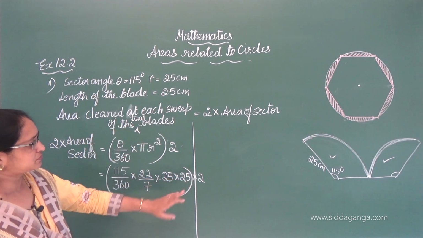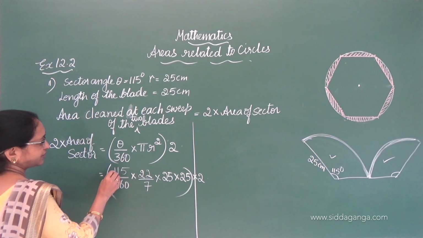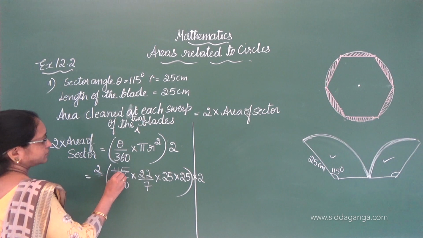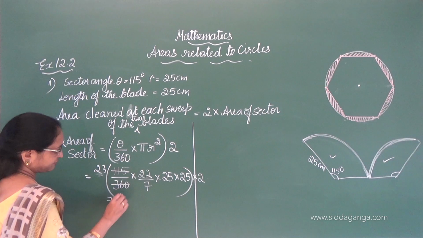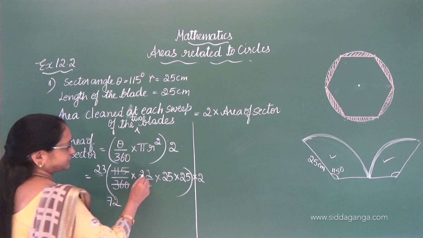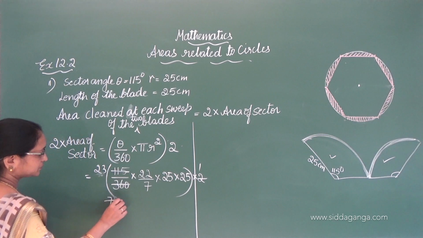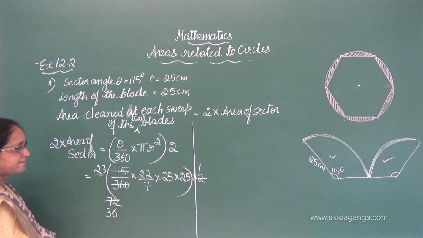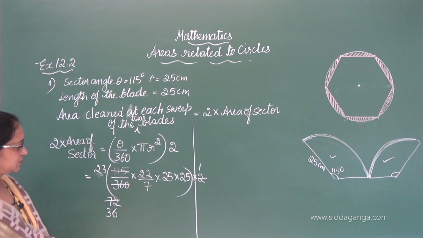We have 25 into 25. Now you try to find out here. See, 5 2s are 10, 1 5 3s are 15, and here 5 7s are 35, 1 5 2s are 10. Okay. Then here 22 by 7 is there, here 2 is there. So let us try to do this: 2 1s are 2, 3s are 6, 2 6s are 12. So I think we cannot simplify further.